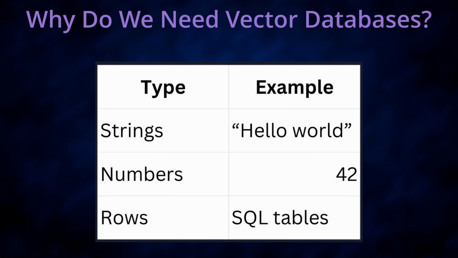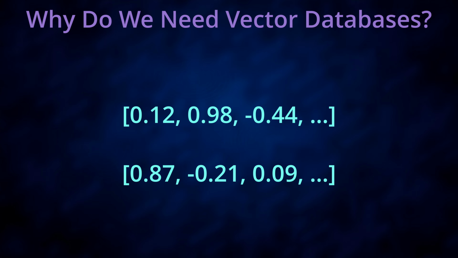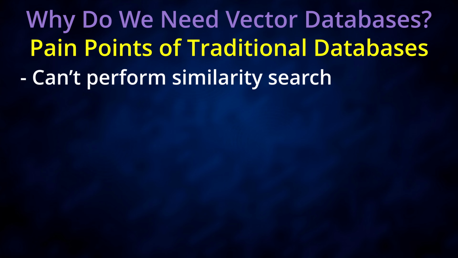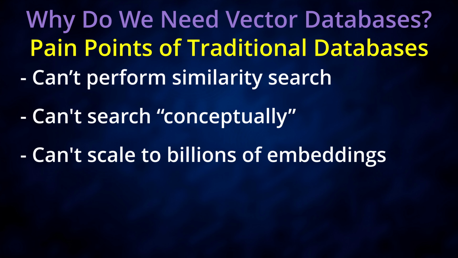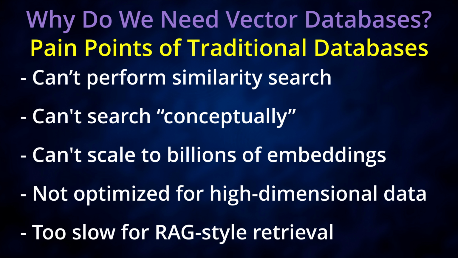Why do we need vector databases? Traditional databases store things like hello world as string, 42 as number, SQL tables as rows. But LLMs don't think in strings. They think in vectors, thousands of numbers describing meaning. Pain points of traditional databases: can't perform similarity search, can't search conceptually, can't scale to billions of embeddings, not optimized for high-dimensional data, too slow for RAG-style retrieval.